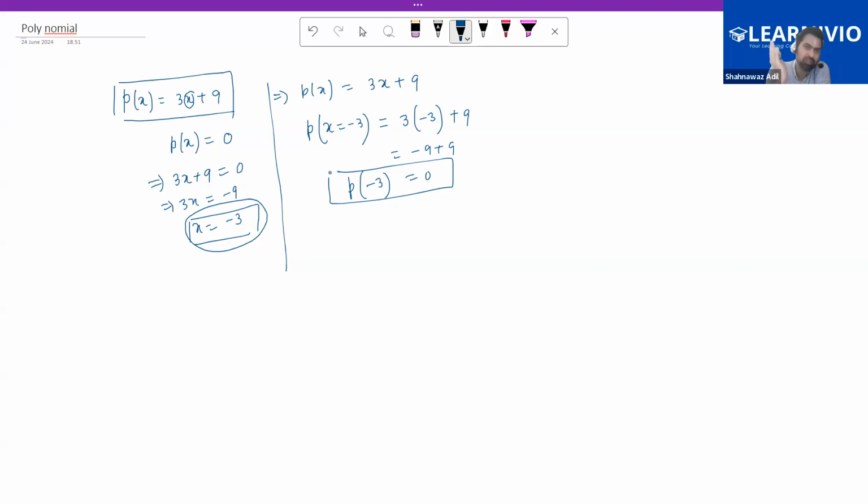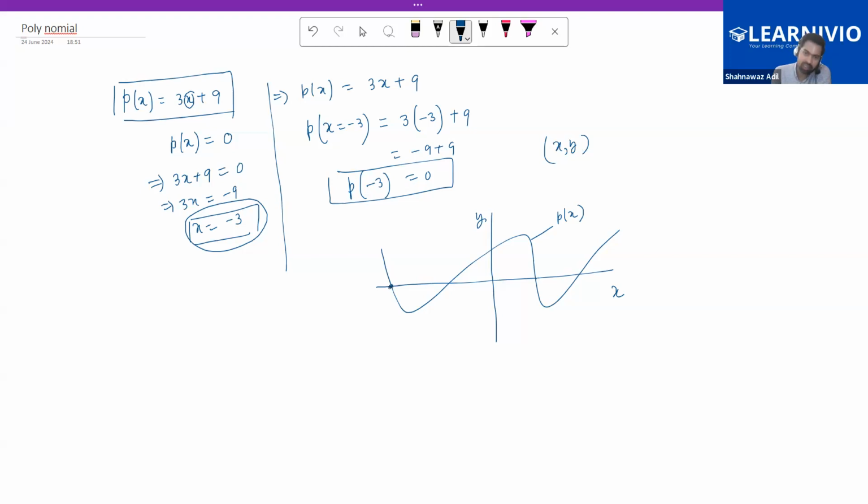There are two interpretations of it. One way to interpret is the graphical interpretation. In the graph, let's say this is your x, this is your y, and this is how the polynomial p(x) is behaving. We have two coordinates for a point, x and y. The coordinate of this point would be some x1 comma 0. At this point, the coordinate would be x2 comma 0. At this point also, x3 comma 0 and x4 comma 0.